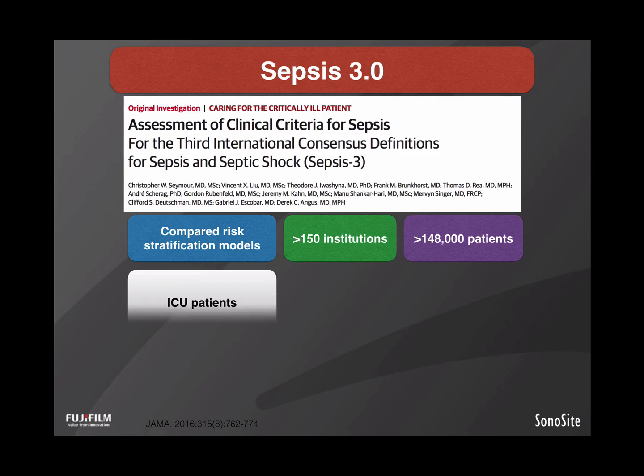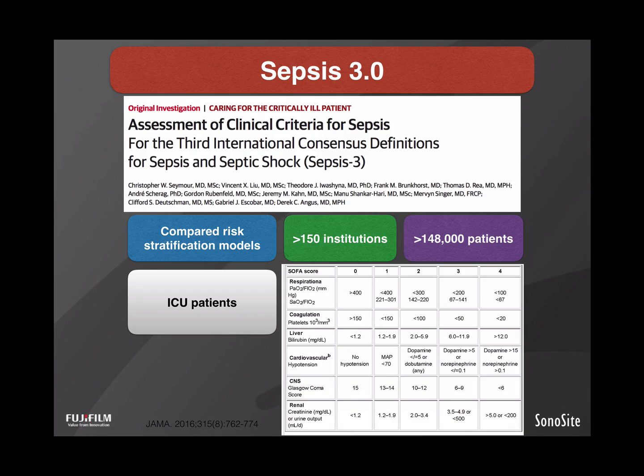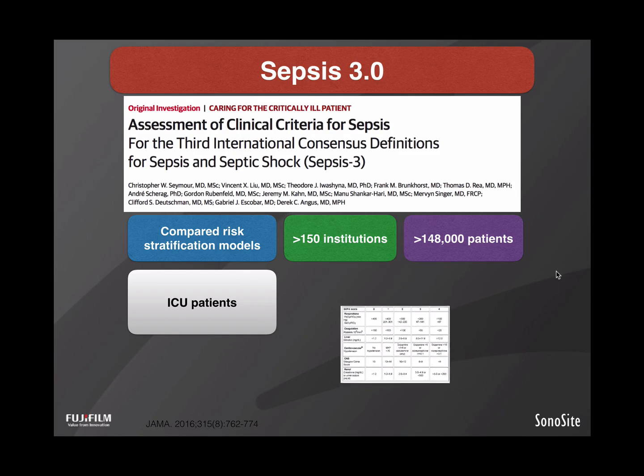What they found out was that in ICU patients, the SOFA score, or sequential organ failure assessment score, incorporates 6 organ systems and assigns a score of 0 to 4 for each organ system according to increasing dysfunction. If that SOFA score is greater than 2, that will triple the mortality.